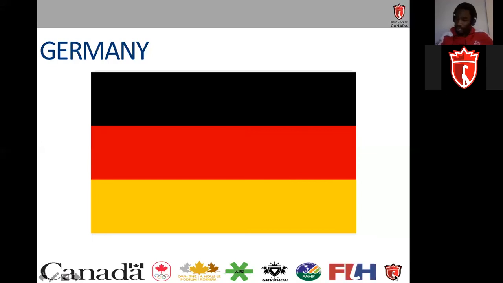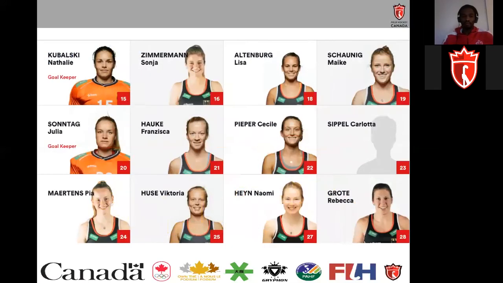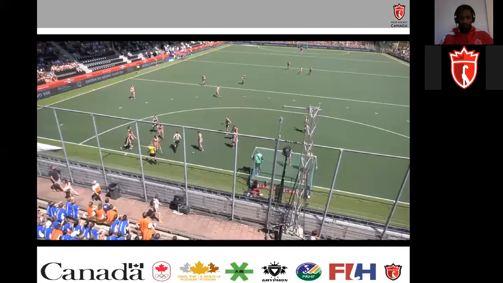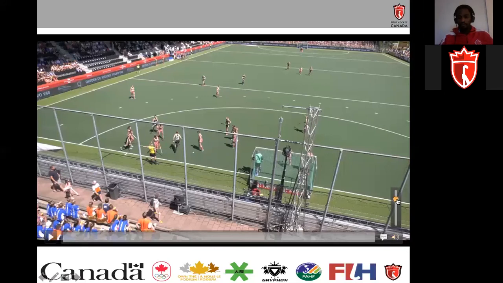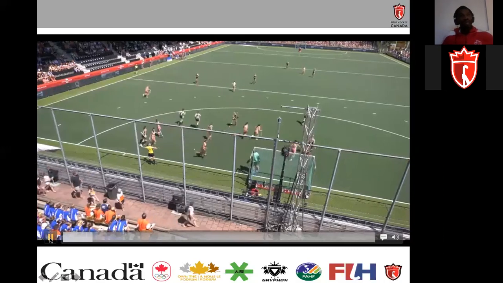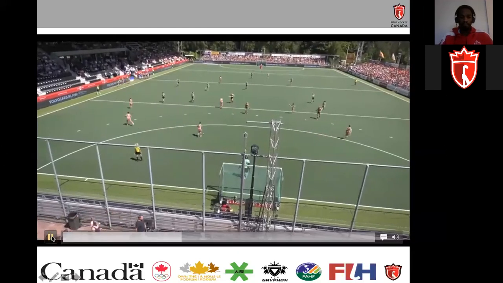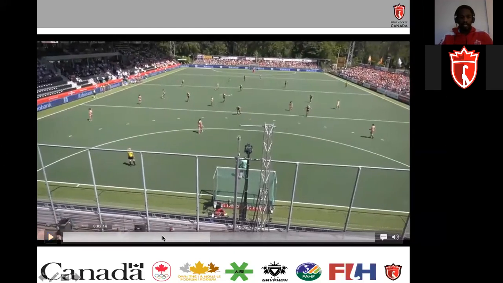So if we take another look, we'll look at Germany, and we'll look at how they press. Again, same process, understand who the players are and where the strengths are and where the weaknesses are as well. So if we play through this clip. And I'm going to pause it here.